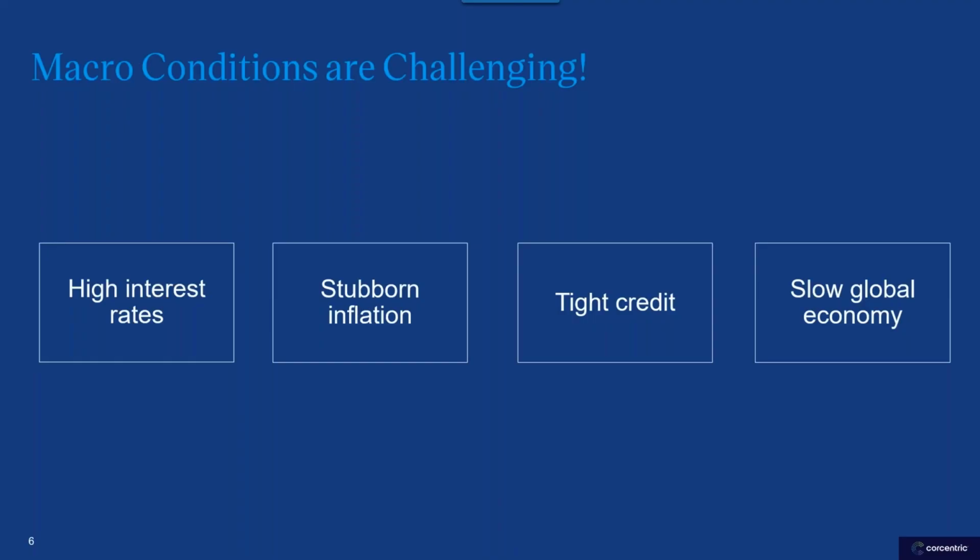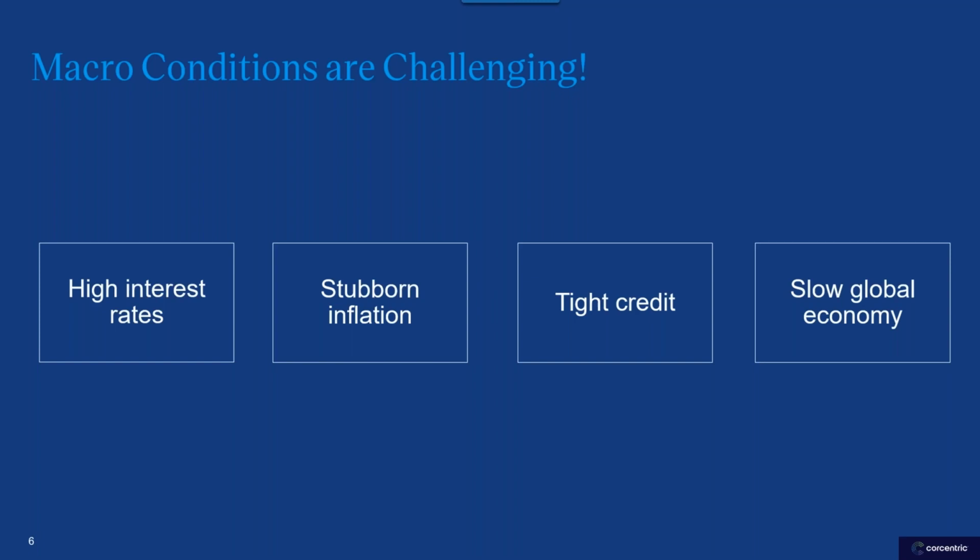So the macroeconomic conditions have not made anything easy at all, right? We all hear about these in newspapers every day, right? The slowing global economies. Most of the Western economies are growing very slowly, if at all. The only large economy that is growing meaningfully is India. Most others are pretty flat. The stubborn inflation pretty much across the board has forced central banks to have high interest rates.